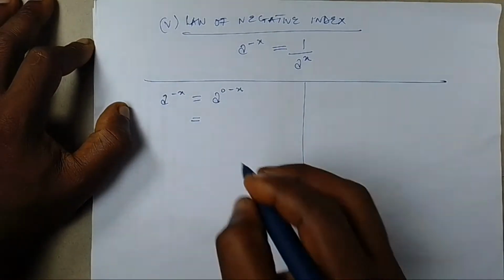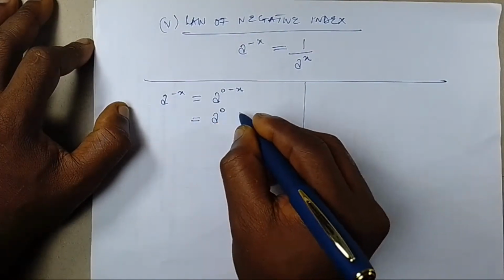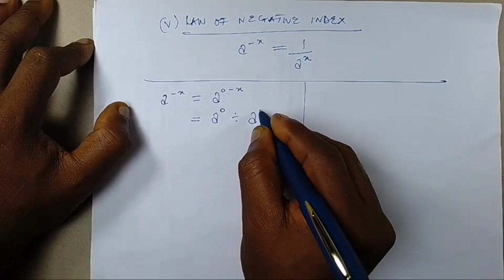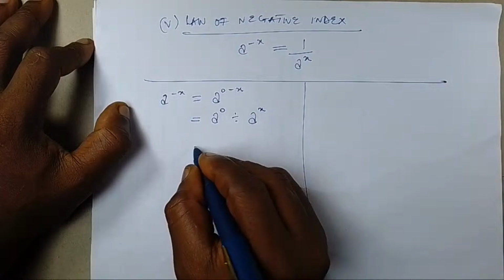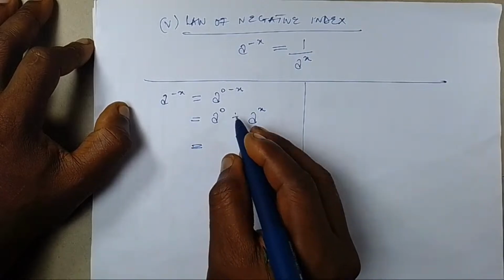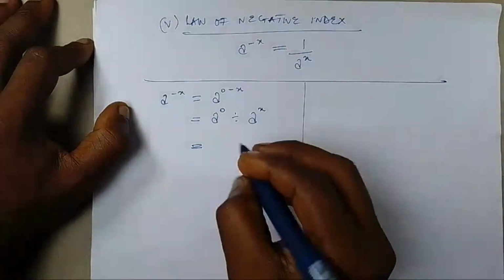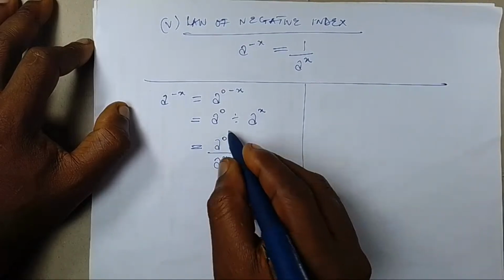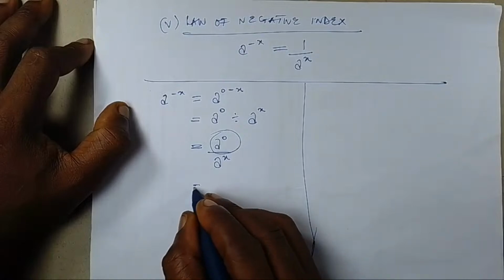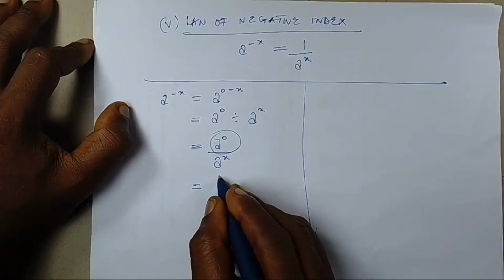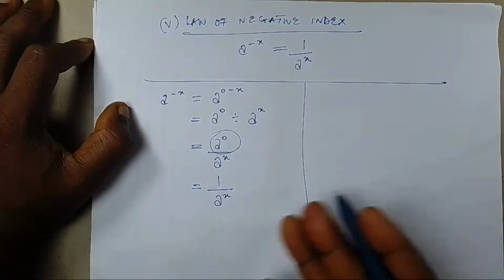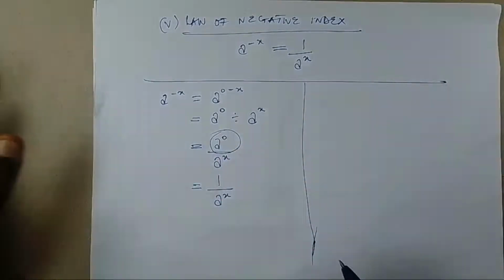I can now go to the next step by saying a raised to power 0 minus x, using the subtraction law, is a raised to power 0 divided by a raised to power x. And that would mean that I could have a raised to power 0 divided by a raised to power x. But remember, we had shown that anything raised to power 0 is 1. So this will give me 1 over a raised to power x. So that is the proof from the left to right.